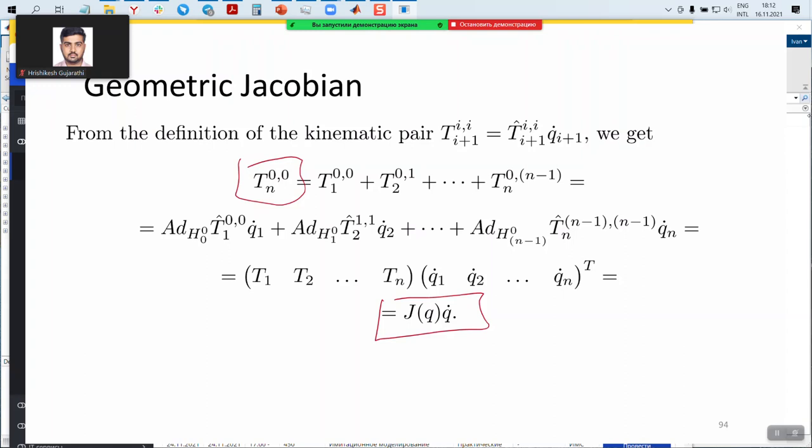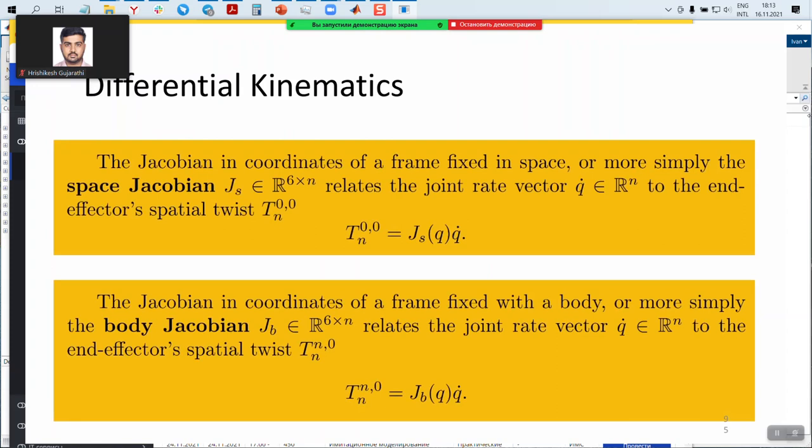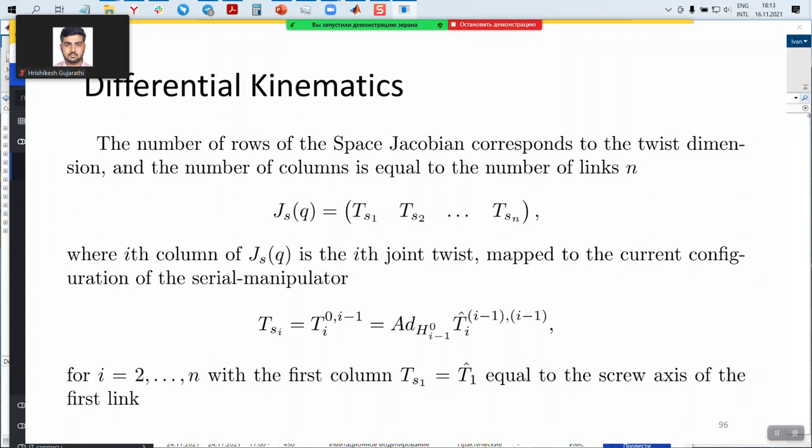So it's pretty much the same idea as we already considered during our second practice task, that the velocity of the nth vector equals Jacobian times angular velocity. But here I didn't take any time derivative. This one is called geometrical Jacobian. It's not analytical, but geometrical Jacobian. And there is a space Jacobian, there is body Jacobian. We're going to use space Jacobian. And in order to derive space Jacobian, you need only to know your twists.